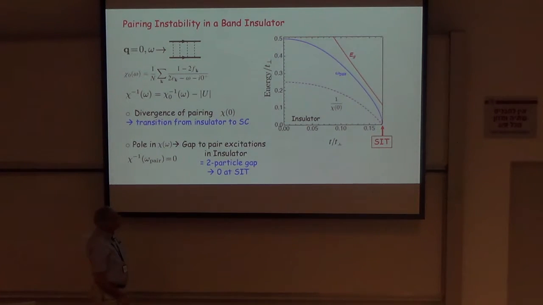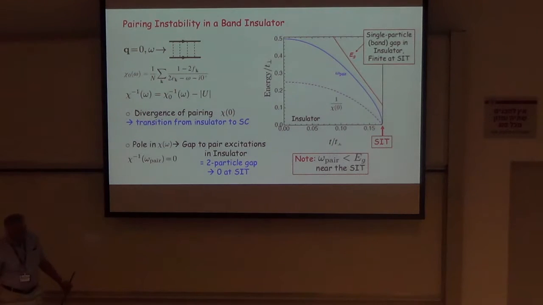Okay? So the surprising thing was, in retrospect, not so surprising perhaps, that actually near the superconductor insulator transition, the energy cost to make a pair is lower than the energy to make a single particle. Because the single particle excitation energy remains finite. This is just the band gap of this band insulator as I'm changing T. So it's much cheaper to make pairs inside the insulator as an excitation than it is to make a single particle. So it's like an exciton with energy. That's right, but it's a particle bound state as opposed to a particle hole bound state.